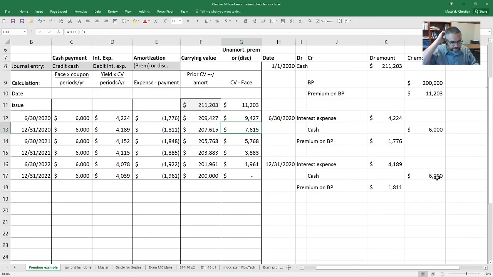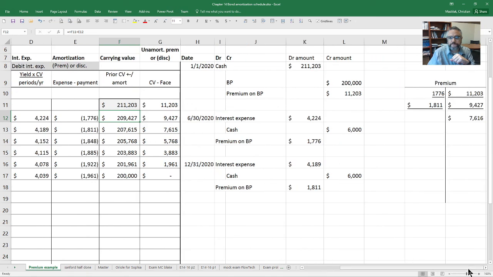But this is the same kind of approach, and as we go down the bond's life, we're going to do the same journal entry every time. The interest expense gets a little bit lower because our carrying value goes down a little bit. Cash stays the same. Amortization gets a little bit lower. All right, so that's how a premium works.